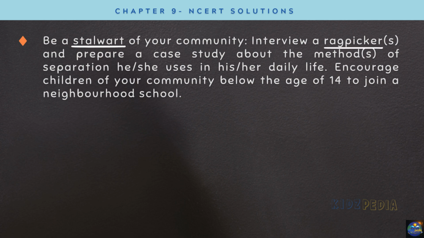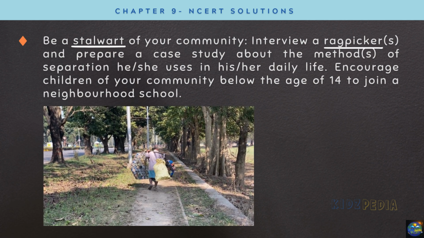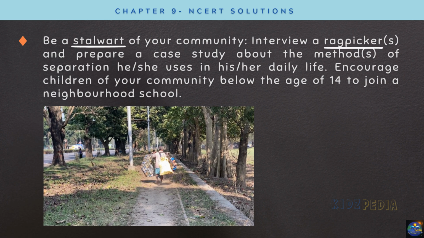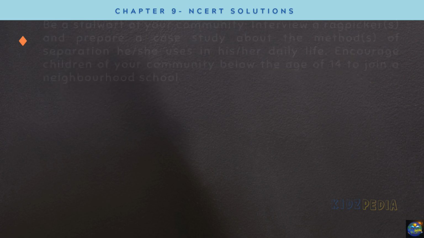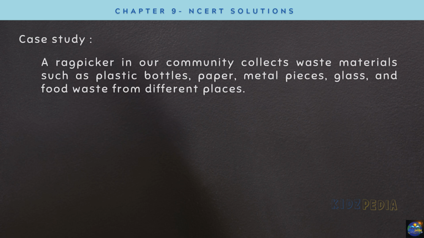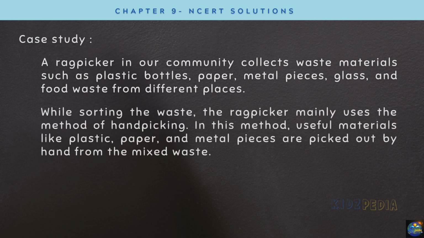A rag picker plays an important role in waste management and recycling in our community. When they collect waste, it is usually a mixture of many materials like plastic, paper, glass, metal and food waste. So you can write your answer as, a rag picker in our community collects waste materials such as plastic bottles, paper, metal pieces, glass and food waste from different places. While sorting the waste, the rag picker mainly uses the method of hand picking.